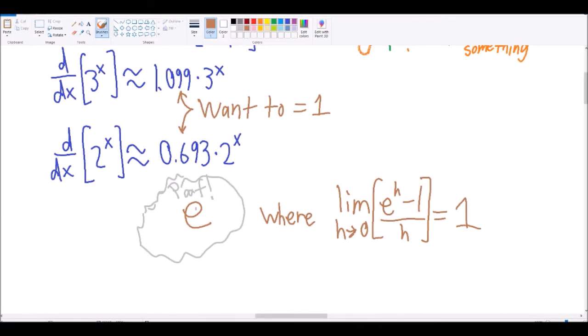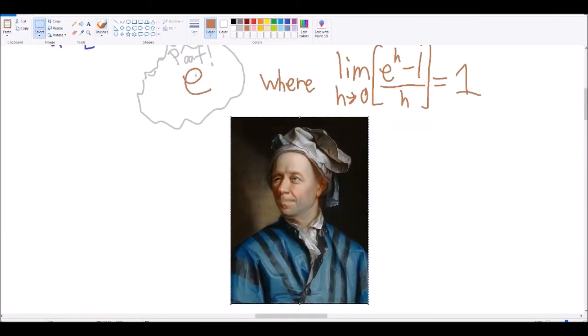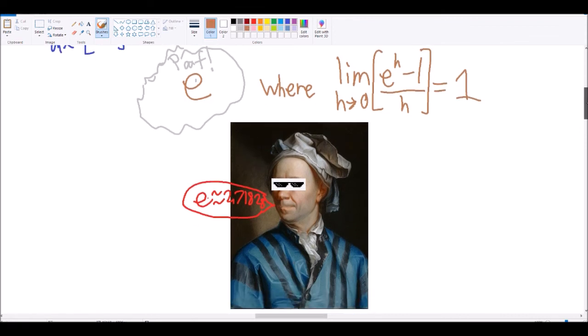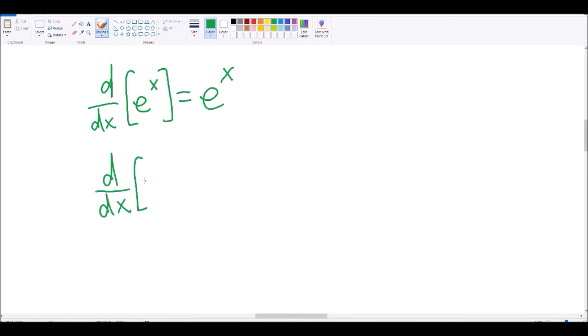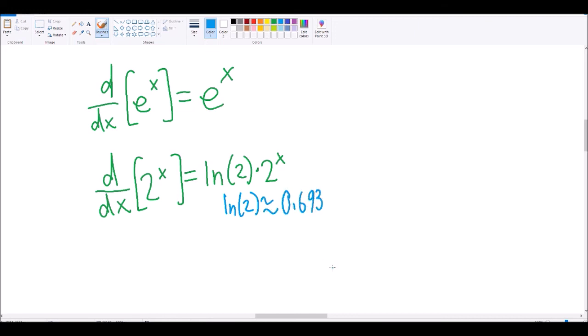And some smart guy from 300 years ago named Euler found this number. It's about 2.71828, and actually it continues infinitely with no pattern, just like pi. So there we go. The derivative of e to the x is e to the x. And while we're at it, we can see that to get the derivative of any exponential, like 2 to the x, we multiply by the natural log of the base, which is 2. And its natural log is about 0.693, which perfectly matches our brute force limit.